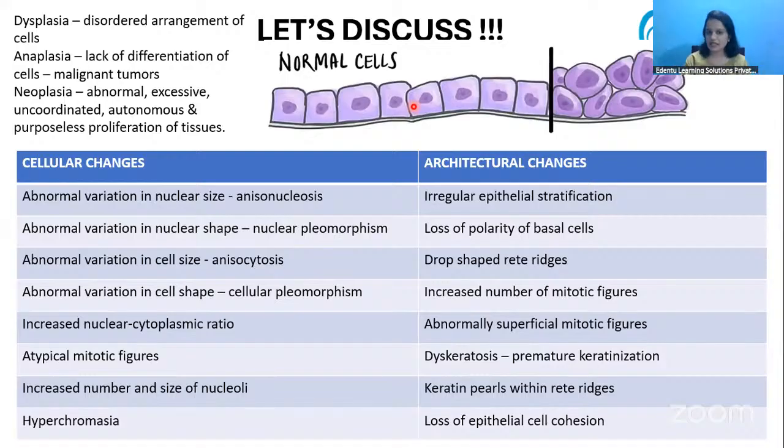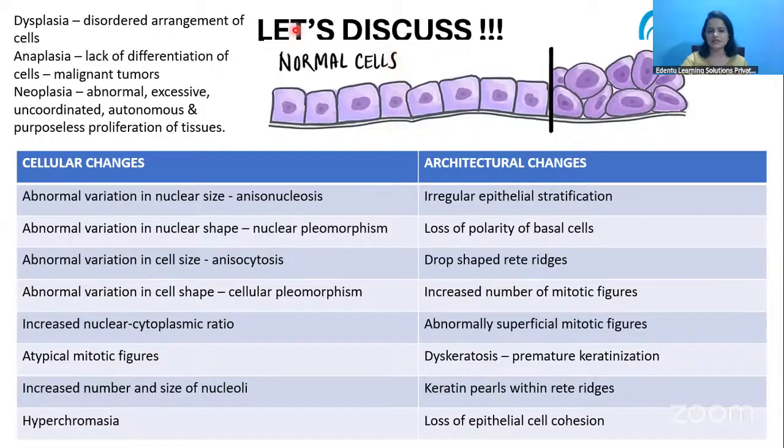But in case of this architectural change, what you will be able to see is some kind of irregularity. Okay, you see sometimes the spinous cells can be seen in the basal layer. The whole stratification will be very irregular in nature. Then next is the loss of polarity of basal cells.